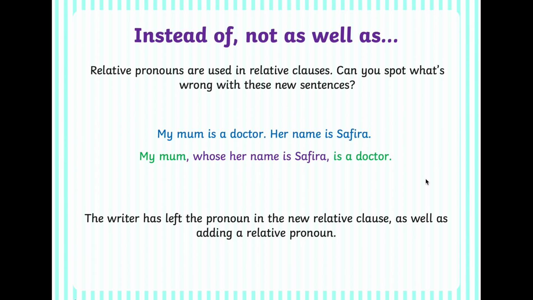That's right, well done. The writer has left the pronoun in the new relative clause as well as adding a relative pronoun. We don't need whose and her. Her becomes whose. My mum, whose name is Safira, is a doctor. Also note that all of our relative clauses were embedded with two commas either side of the relative clause, and the relative clause came after the noun it was describing.